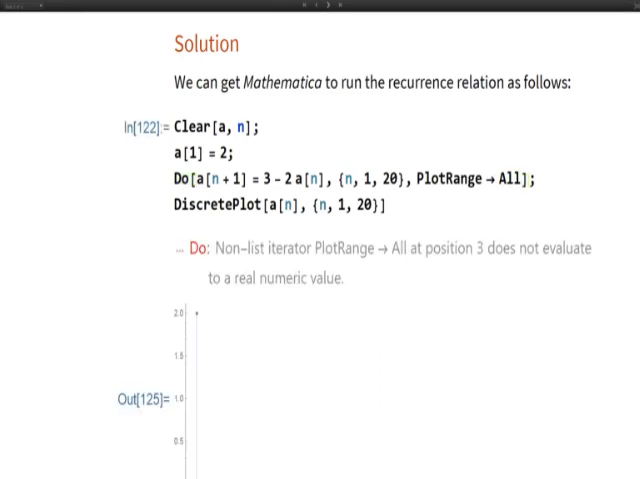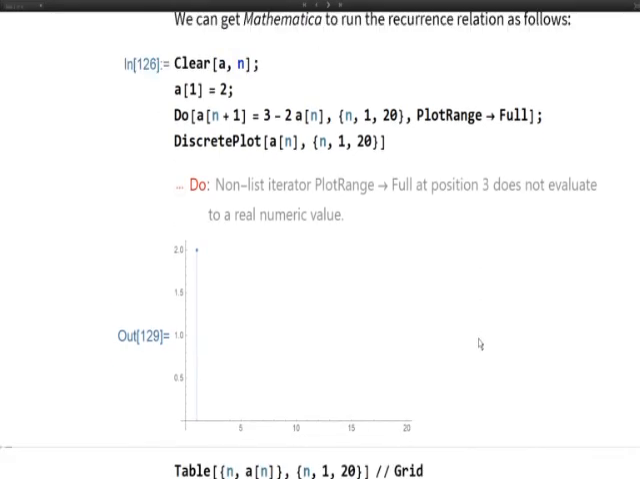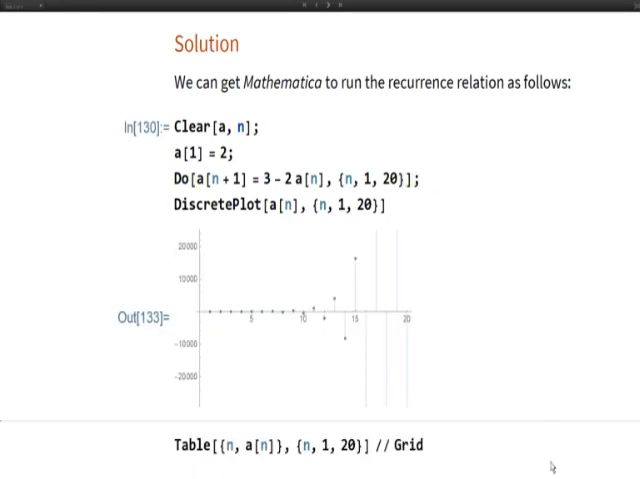Oops, not All. Full, sorry. I guess these values get quite a bit too big. Yeah. So, all right, I guess they're getting too big for us here.